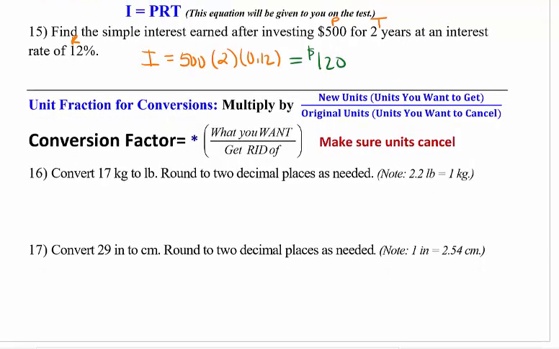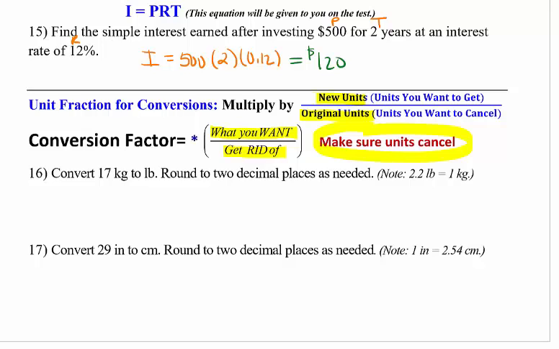So the last two you're going to see in this section of the idea is going to be conversions. So again, there are multiple ways to do this, but we're going to do it in the same format that they have. We're going to multiply by a conversion factor. We want to put what we want on the top and what we want to get rid of on the bottom. Another way to think of it is units that you want are on the top, units that you want to get rid of are on the bottom. So we should always make sure that our units cancel, and that's why it's important to write your units down.